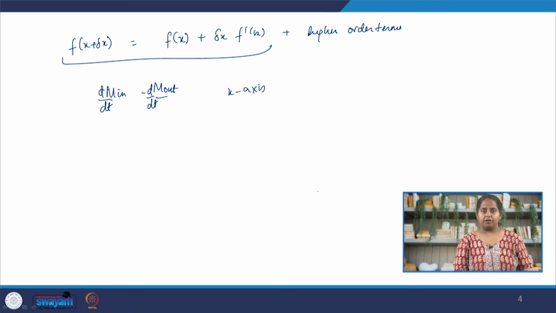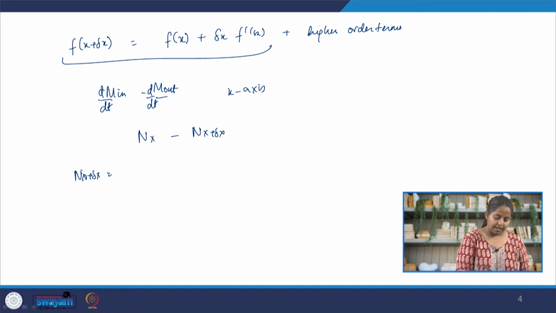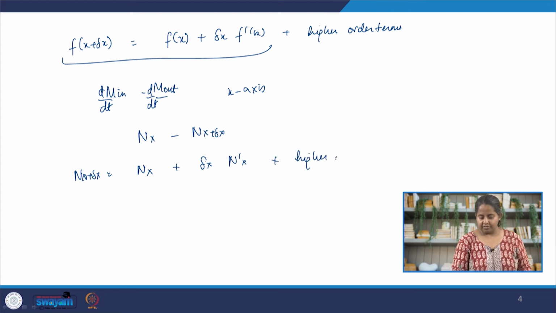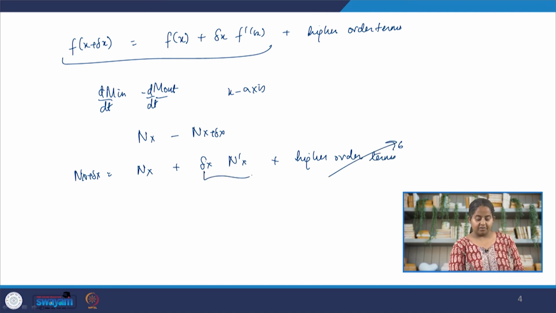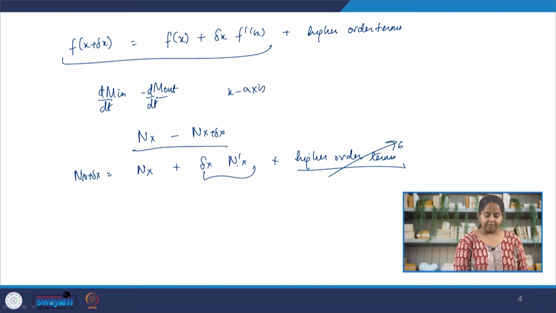So mass in minus mass out in this case would be: mass coming in was, remember, nx, and mass out would be nx plus del x. Using Taylor's expansion we can write nx plus del x as equal to nx plus del x n dash x plus some higher order terms, which we are going to ignore. We can ignore them as long as del x is not 0 and the derivative of nx is also not 0. Now we want to find nx minus nx plus del x, so we can use this equation.